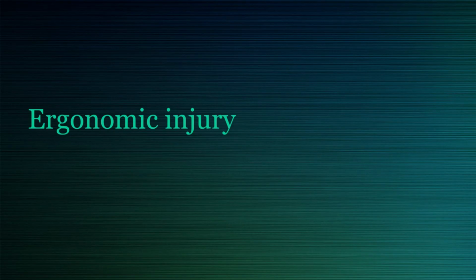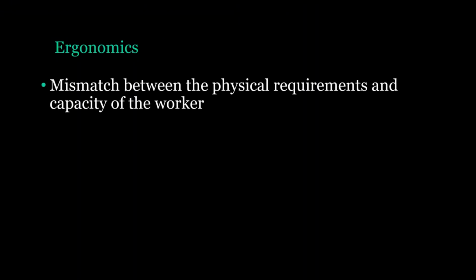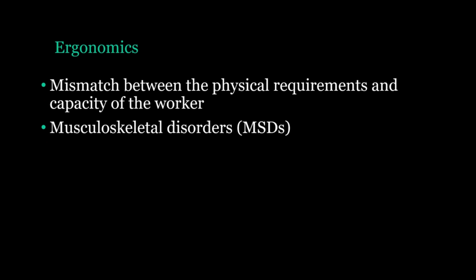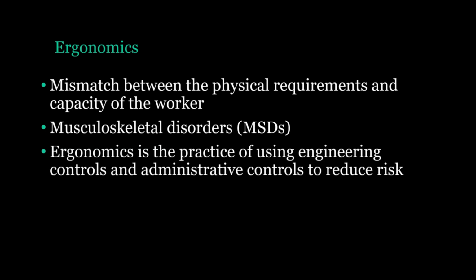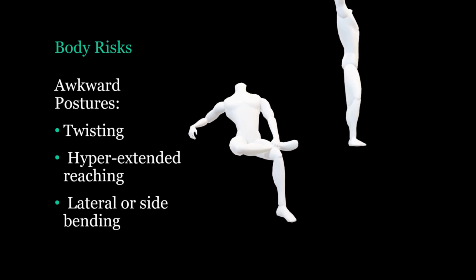We also look at ergonomic injury in the mortuary services area. Now, ergonomics really means that there's a mismatch between what you're trying to do physically and what you're capable of doing in the space. Having bad ergonomics leads to musculoskeletal disorders, and ergonomics in general is actually the practice of using engineering controls and administrative controls to reduce your risk. Put those words in your head, engineering controls and administrative controls, because we're going to talk about those.